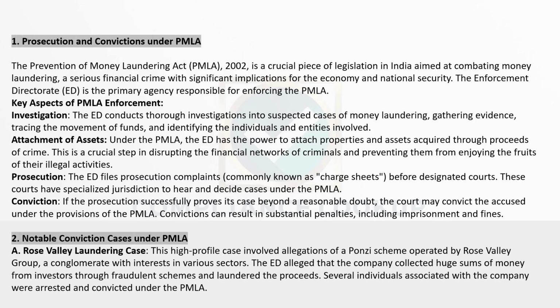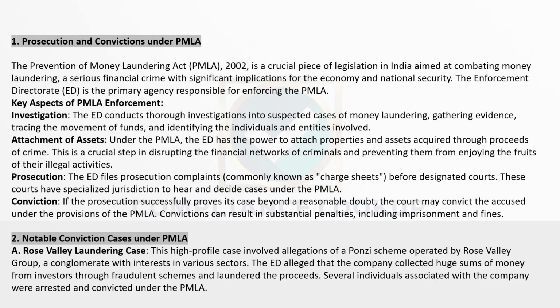2. Conviction. If the court finds the evidence sufficient, it can convict the accused. The penalty for money laundering under PMLA includes imprisonment up to 7 years or more in some cases and confiscation of illicit assets. Convictions act as a deterrent to potential criminals involved in money laundering. Notable conviction cases under PMLA. Let's look at some high profile cases under PMLA to understand how the law is applied.